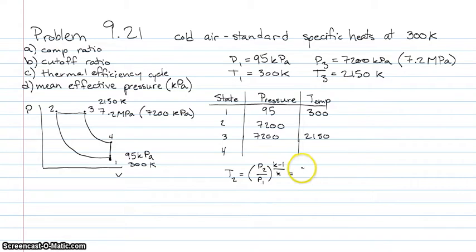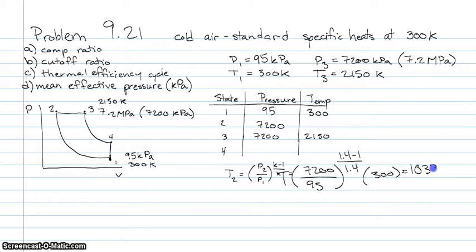Plugging in our values, we're going to get 7,200 over 95, to the power of 1.4 minus 1 over 1.4, times 300. Oops, I definitely forgot the temperature there. 300 Kelvin, giving our final answer for the temperature at state 2 of 1033.1 Kelvin.